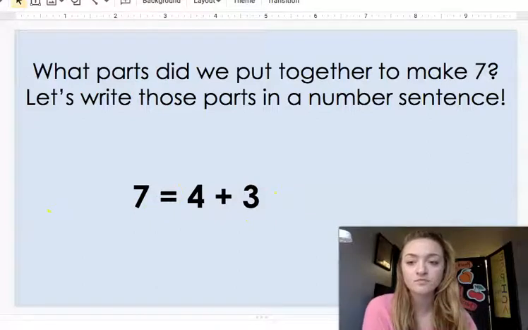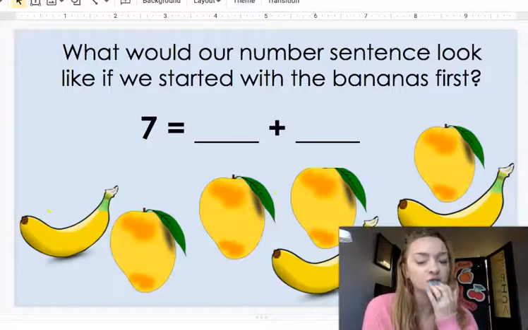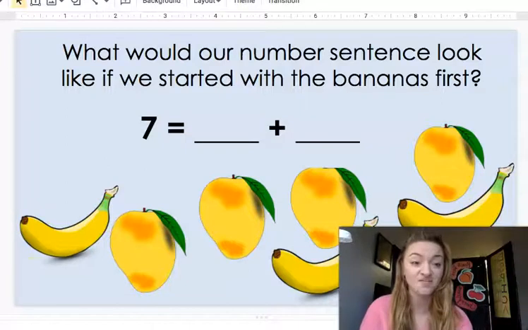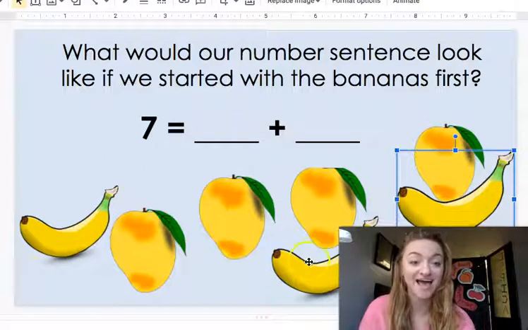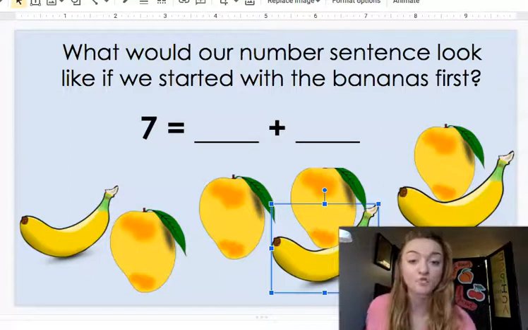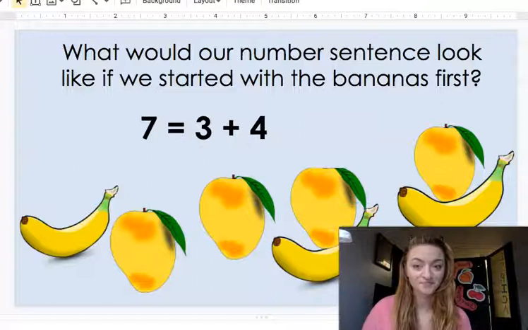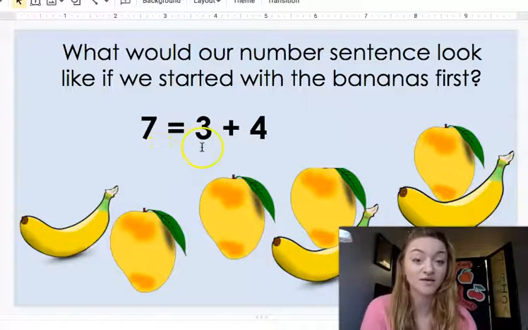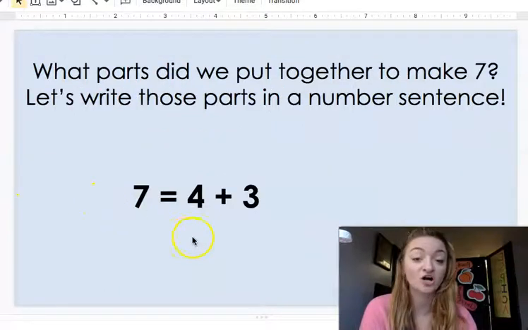Let's see. What would our number sentence look like, though, if we started with bananas first? How would it change? I'm going to give you a moment to think about that, and you can press pause now to think about it and write on your whiteboard what you think our new number sentence should be. Is this what your new number sentence looks like? I have 7 equals 3 plus 4 because we're starting this time with our 3 bananas. Last time we started with our 4 mangoes.